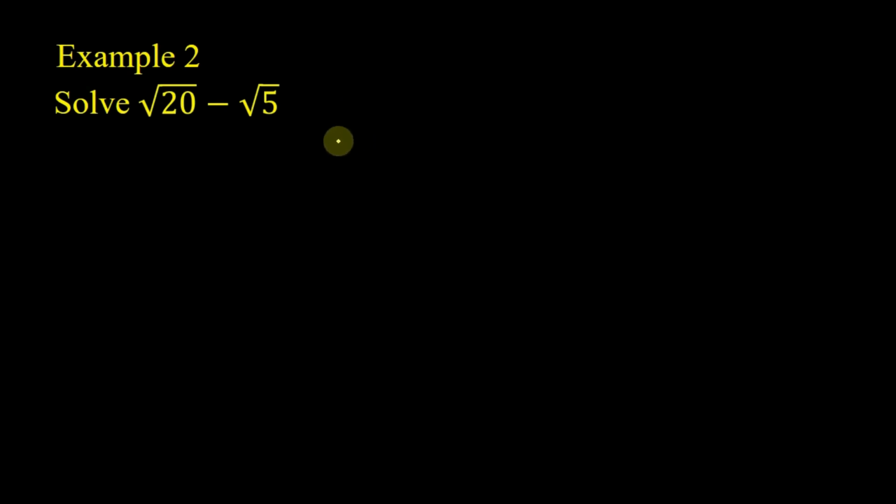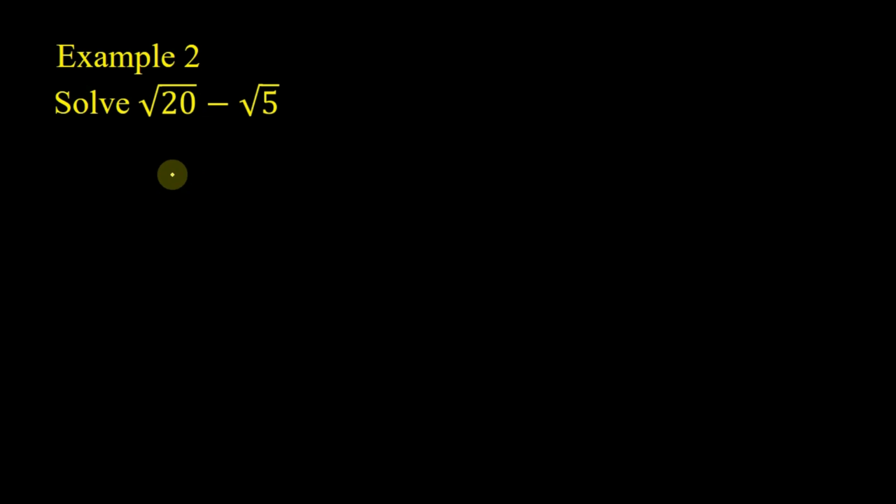Okay, in this video, we'll be looking at example 2 on the addition and subtraction of surds. This example is: solve square root of 20 minus square root of 5. So these two surds are not in the same basic form, and so we cannot subtract them. For us to subtract them, we will have to simplify them to get the same basic form.